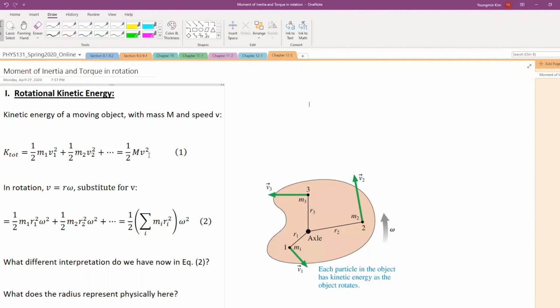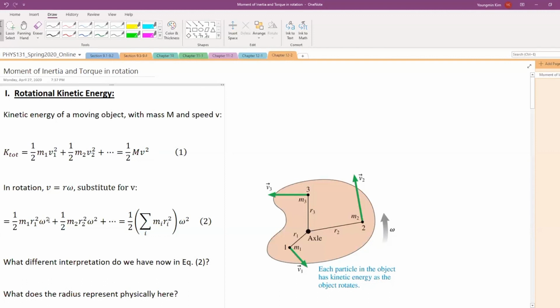Think in terms of rotation now. The difference here is that the tangential velocity in terms of rotation is radius times angular velocity. So now we're going to substitute this expression into equation number 1 in place of velocity.